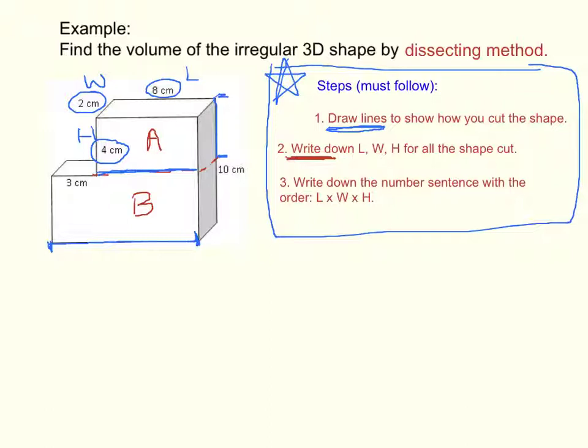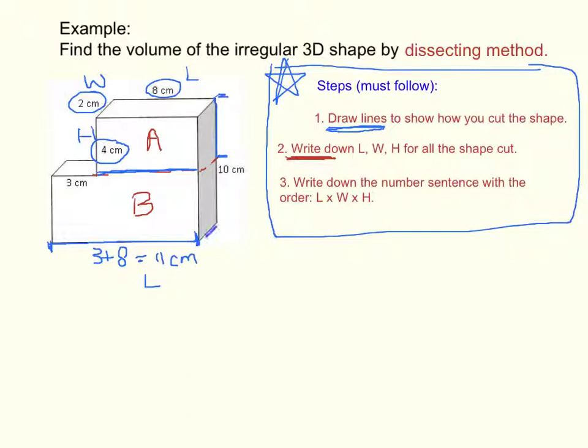So you may look at here. This line actually means this line plus this line. Okay, so it means it is 3 cm plus 8 cm. So that's why you may write down 3 plus 8 is 11. So you know it is 11 cm for the length.